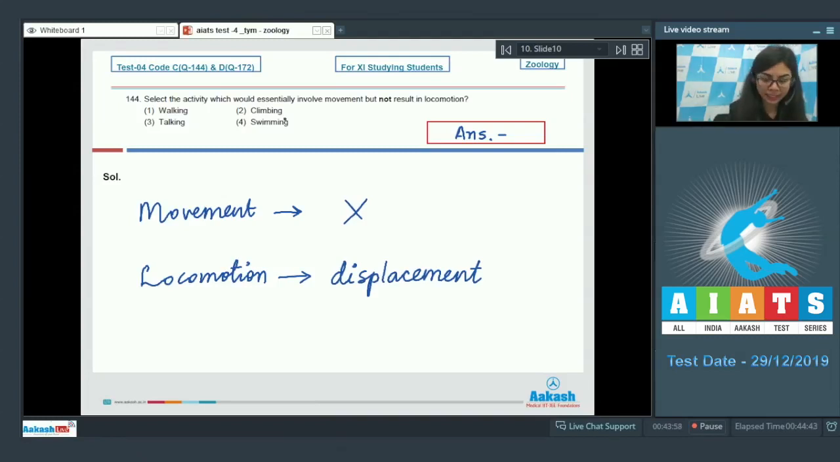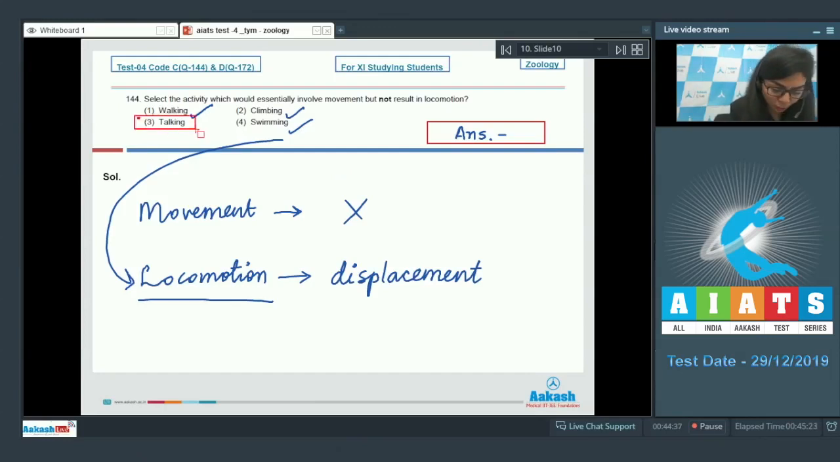So when a person is climbing, swimming or walking, there is always a displacement or change of position, so that would come in locomotion. Whereas option number 3, talking involves movement of muscles, but the person does not necessarily have to move from one place to the other. So talking would not result in locomotion, which makes it our right answer here, option number 3.